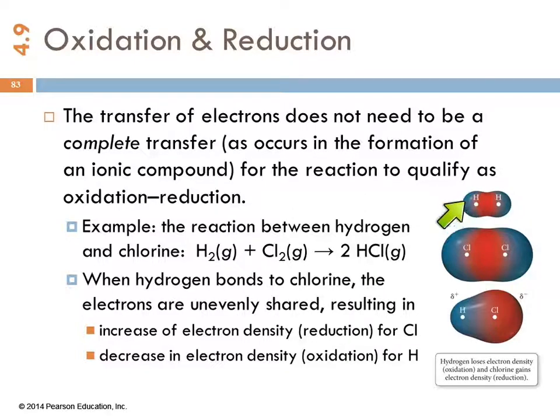Here we have an illustration of a hydrogen molecule. The hydrogen molecule is two hydrogen atoms and they're sharing electrons between them. The chlorine molecule, electrons are being shared. What happens when the reaction occurs and we've got the hydrogen and the chlorine forming a molecule? Chlorine is an electron hog. They are sharing electrons, but they're not sharing very equally.